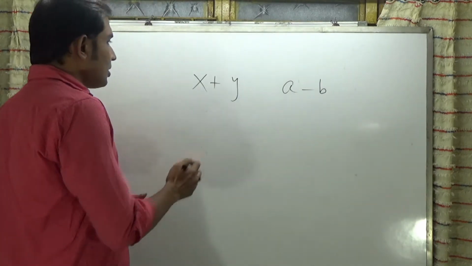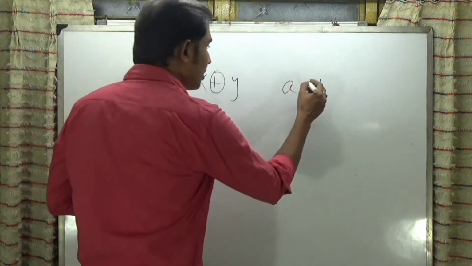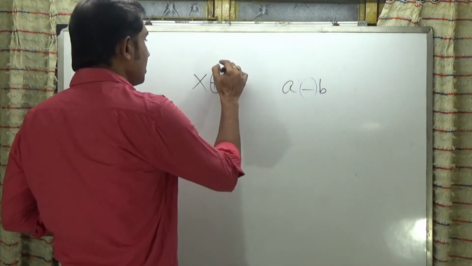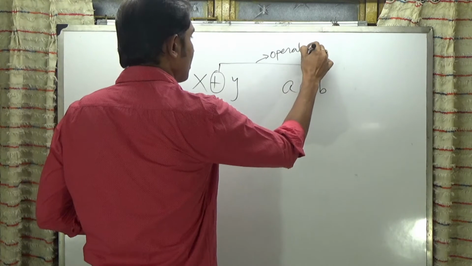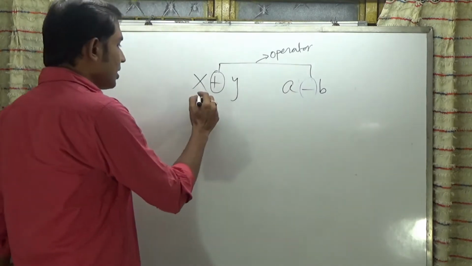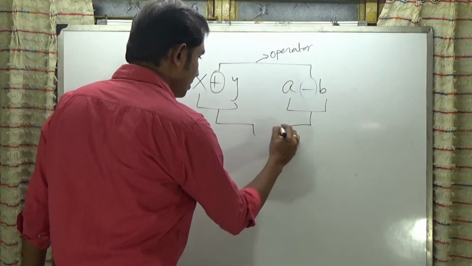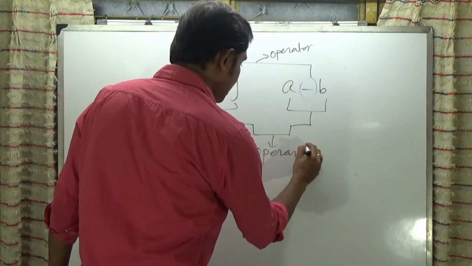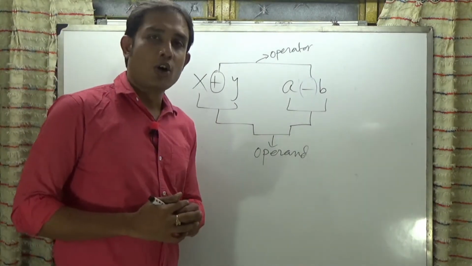In this expression, this symbol and this one also, these both are known as operators, and the rest of these things are known as operands. So these are the operands, and the whole process is known as the operation.